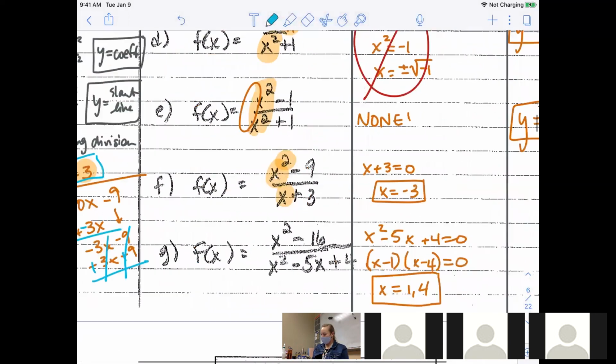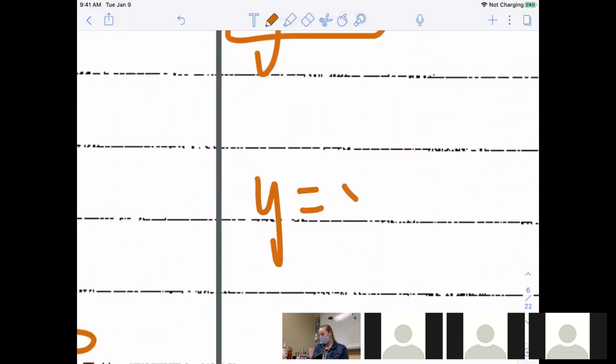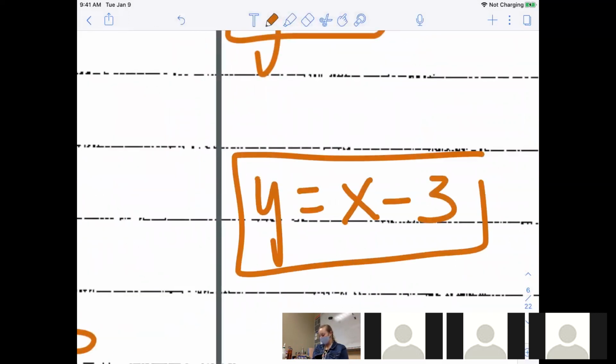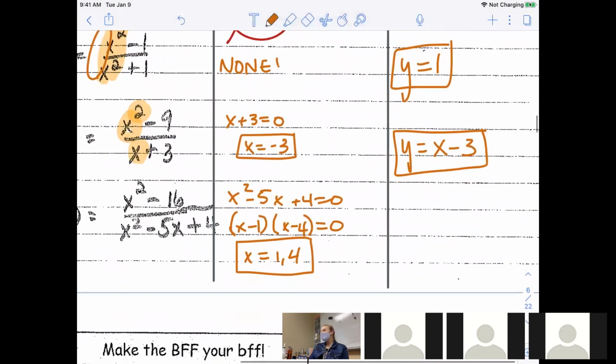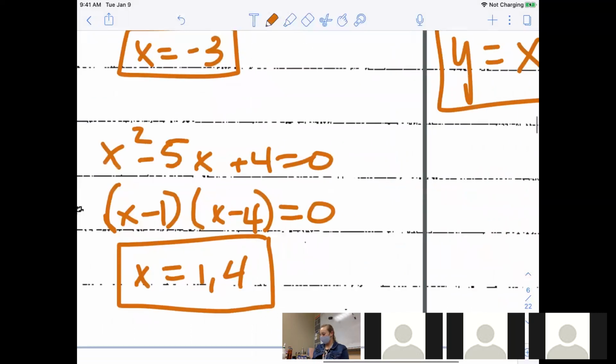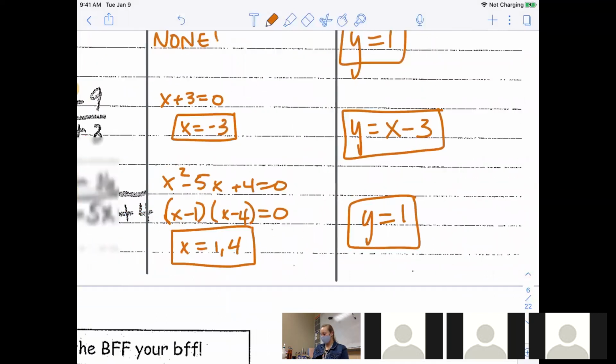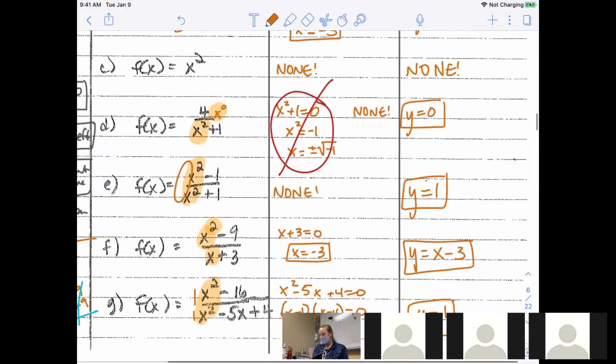Okay, so that one, my asymptote is not just a number, it's going to be y equals x minus 3. That line is the asymptote. All right, and then last one. Oh, it's an easy one. My exponents are what? Exponents are the same, so I look to my coefficients, which makes my horizontal asymptote y equals 1. Good. Okay. C was none.